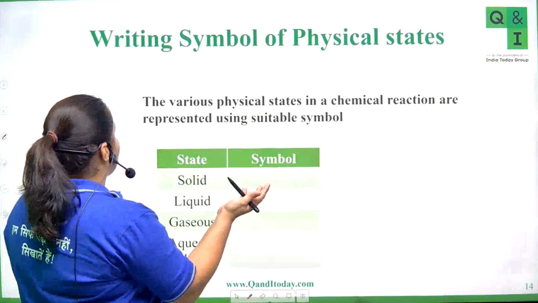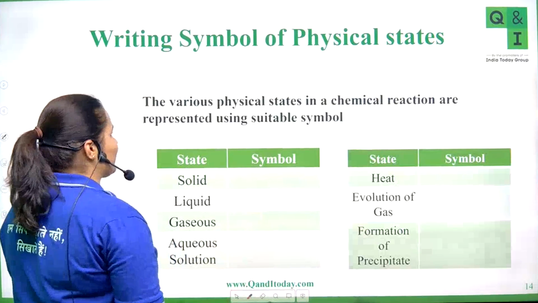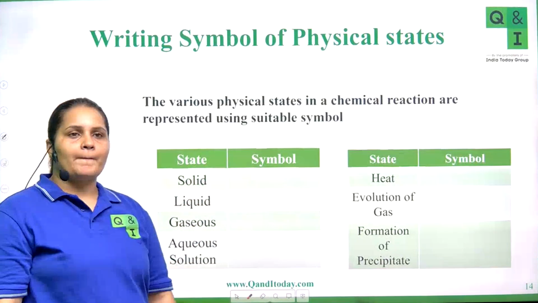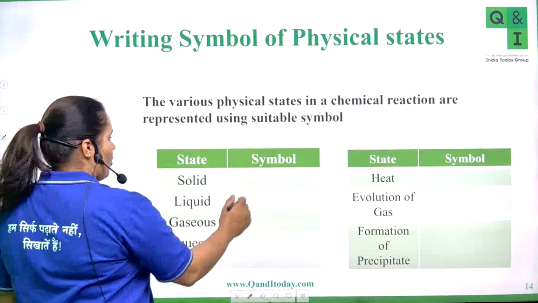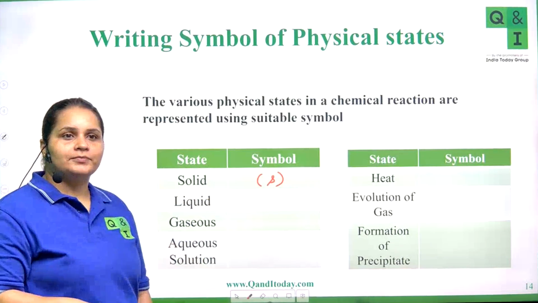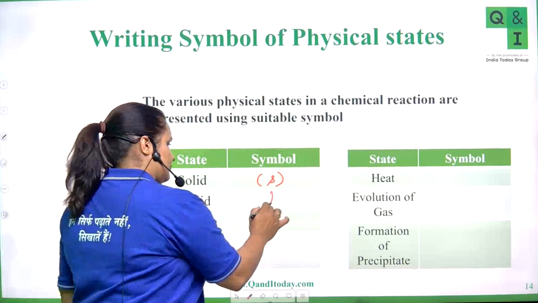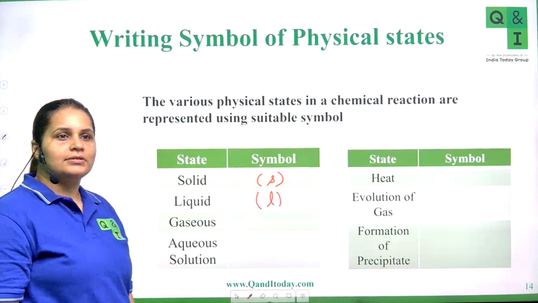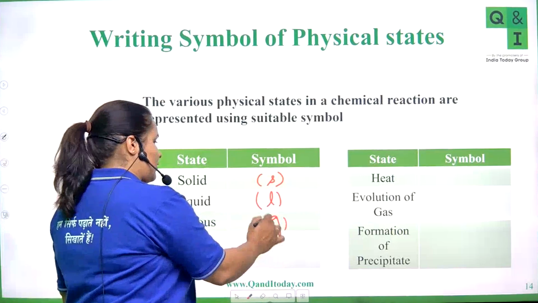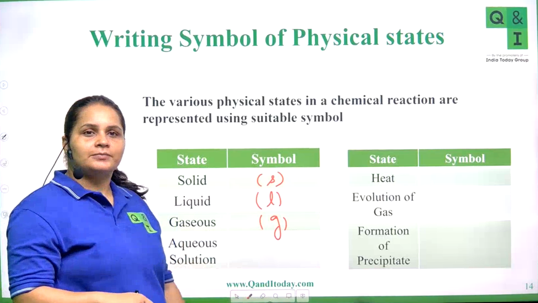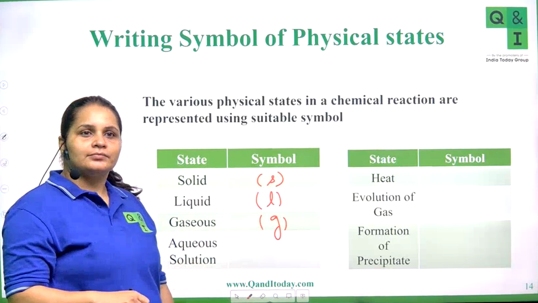Then we talked about the symbols of the physical states and other symbols. So, solid state, what symbol do we use? Small s, and that too in bracket. Liquid, small l. Gaseous, small g in bracket. Joven, will you tell me for the aqueous state? A small aq.